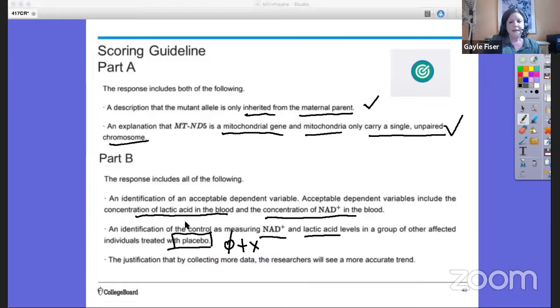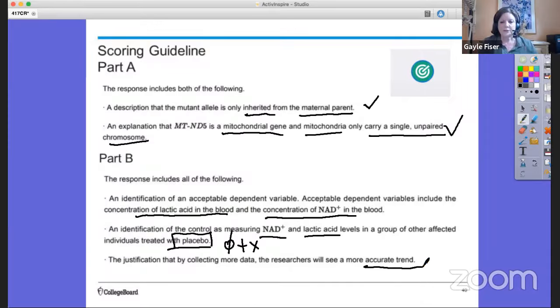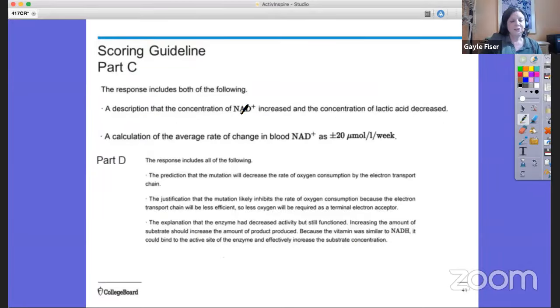All right, hold on just a minute. Let me get rid of something. The justification that by collecting more data, the researchers will see a more accurate trend. All right. Now C, a description that the concentration of NAD increased and the concentration of lactic acid decreased. Yes. A calculation of 20. We got that.